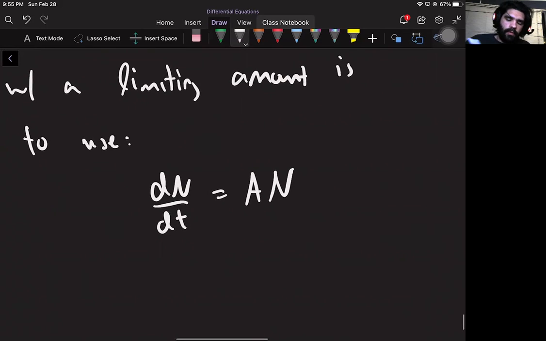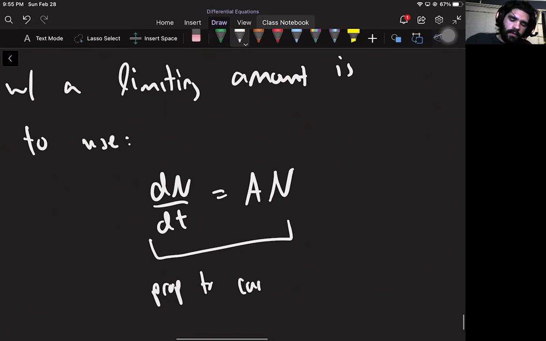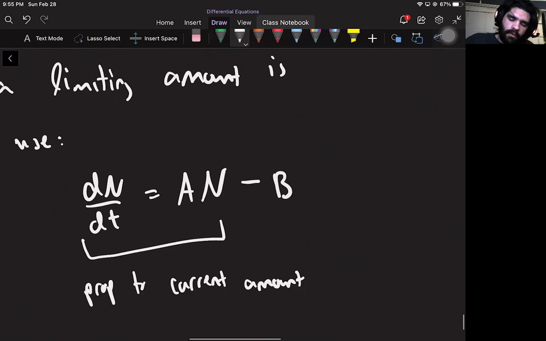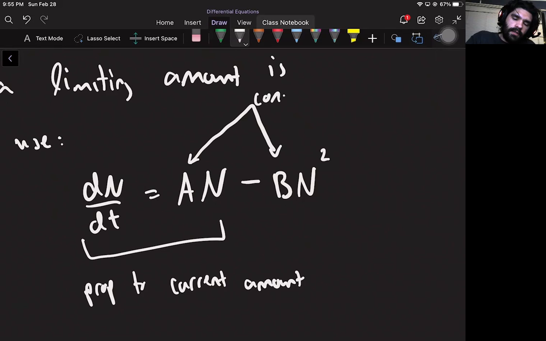Instead of just having proportional to the current amount, we subtract another proportion to the amount squared. So we do minus some other constant. A and B are both just constants, like K was last time.